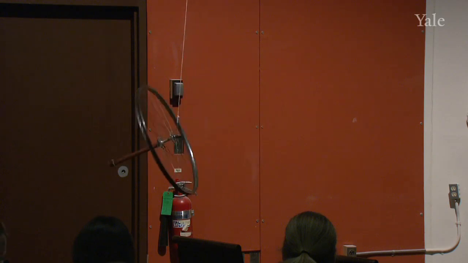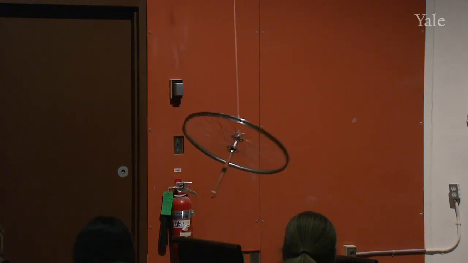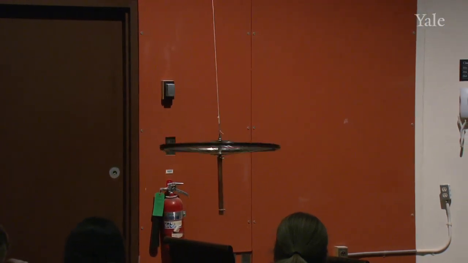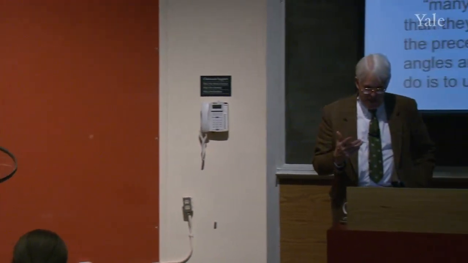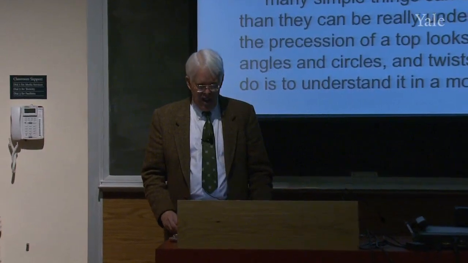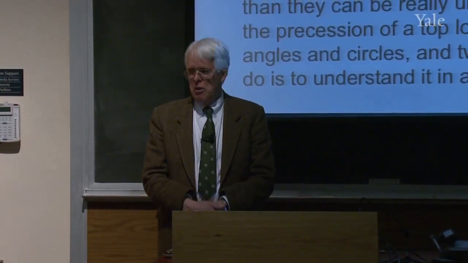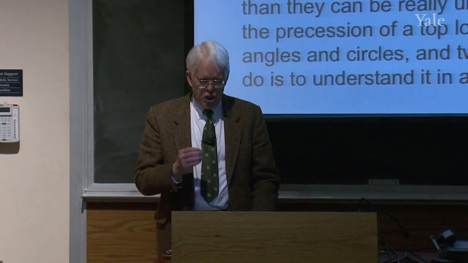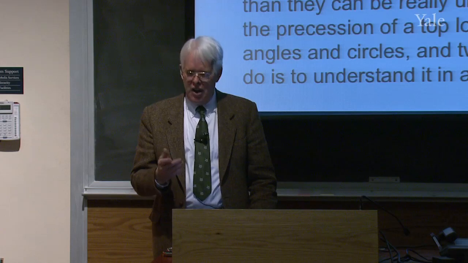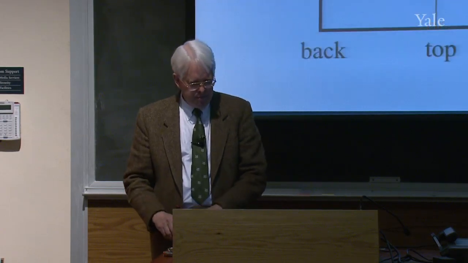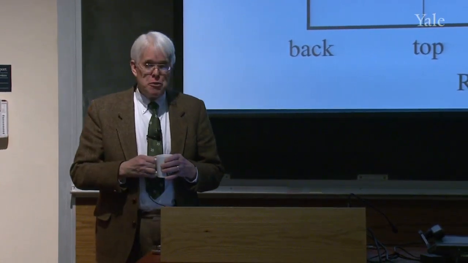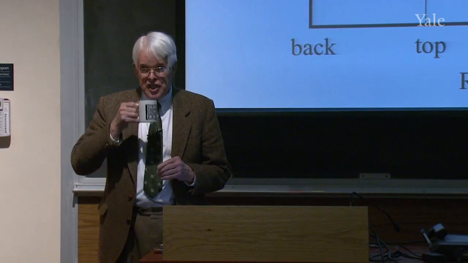And Feynman, in his lectures, said something interesting about this. He said, many simple things can be deduced mathematically more rapidly. They can be really understood in a fundamental or simple sense. The precession of a top looks like some kind of miracle involving right angles and circles and twists and right-hand screws. What we should do is understand it in a more physical way. Why does it move around instead of falling down? Okay, so that's what we're going to do here. And it turns out to have to do with phase again, and the difference between force and velocity.